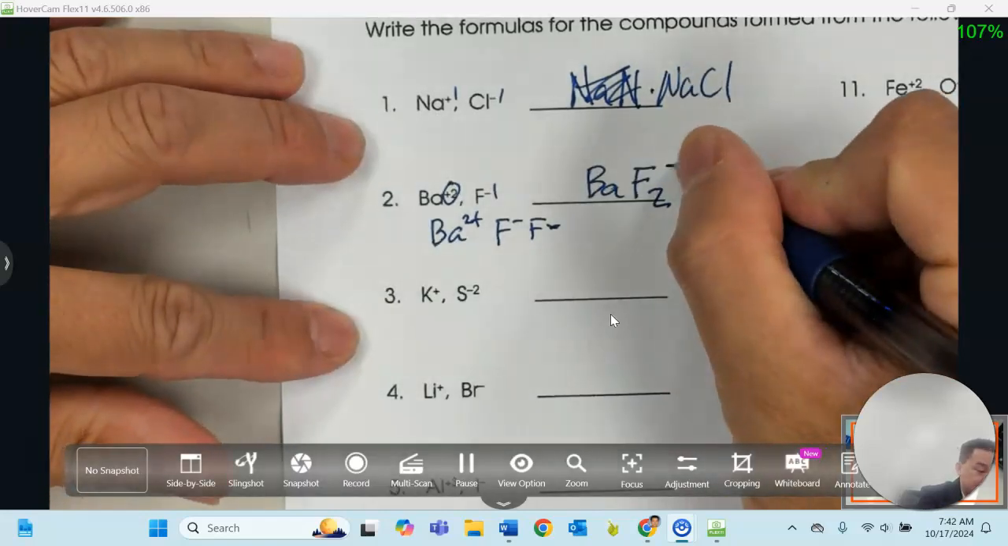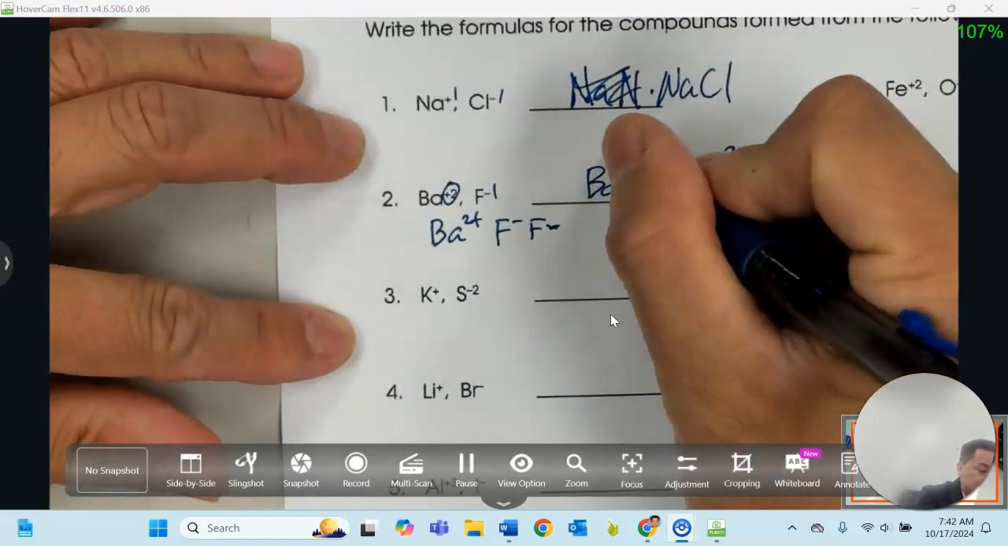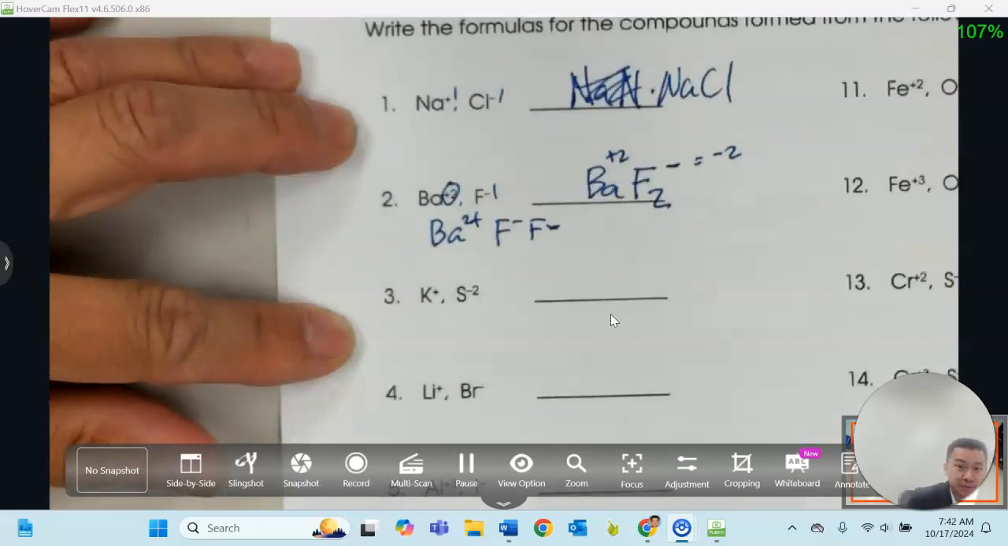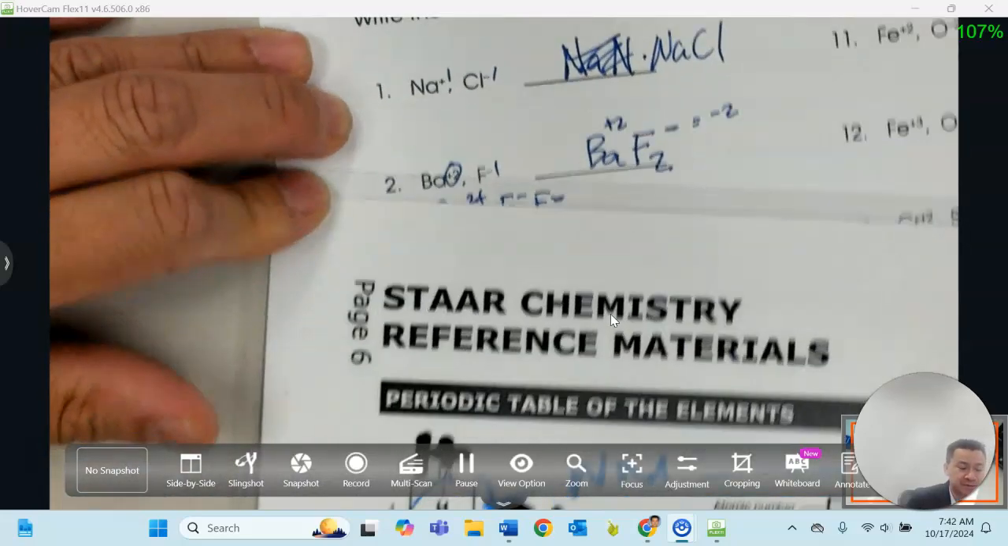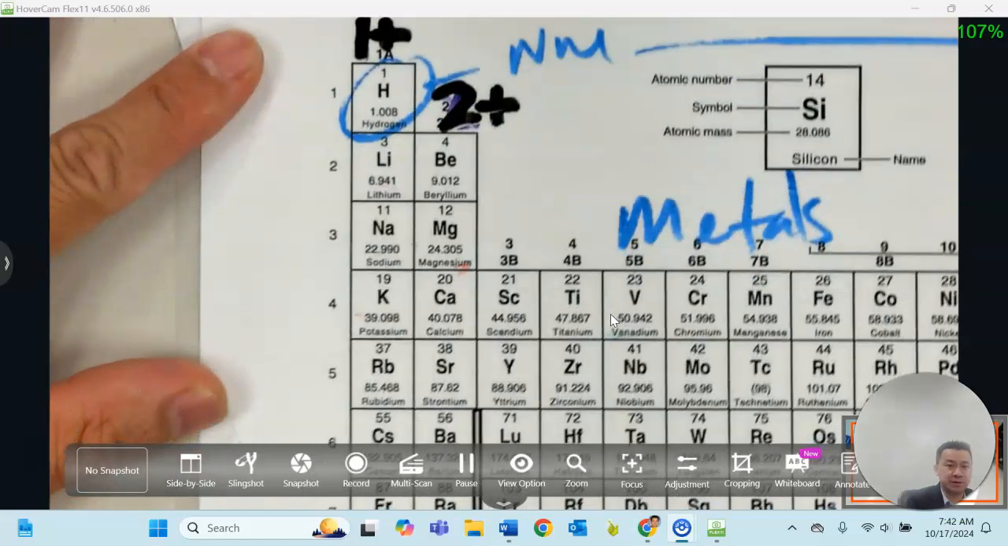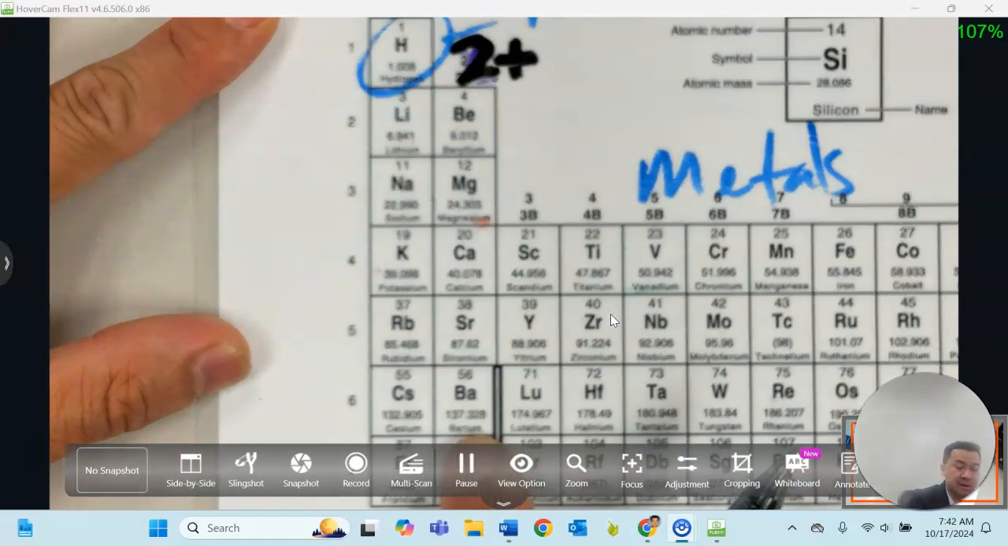Because 2 times negative 1 gives you a negative 2, and Ba is positive 2. And you might ask, why is Ba positive 2? Look at the chart we did earlier, Ba is in the second column. It's going to be positive 2.